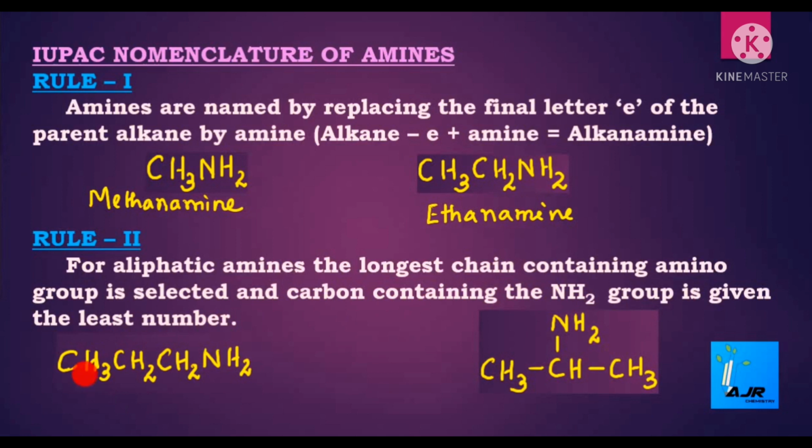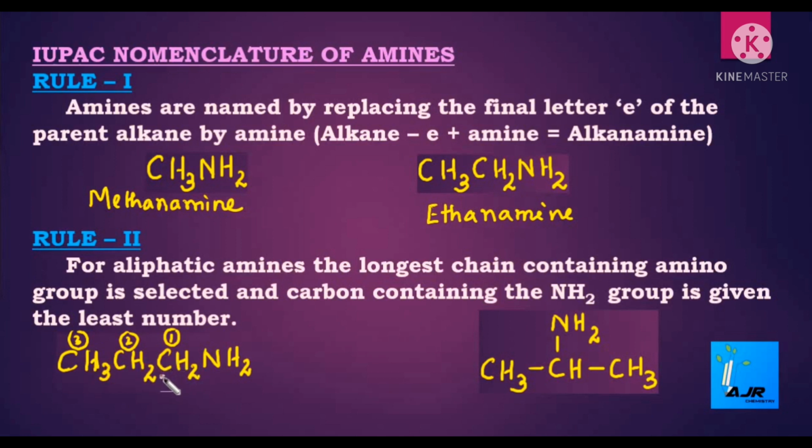So now check this example, CH3, CH2, CH2, NH2. Now we should give numbering. How will you number? The carbon which is having the amino group should get the least number. So this is the carbon which is having the amino group. So 1, 2 and 3. Okay. So what is the name of the parent alkane now? It is propane, is it not?